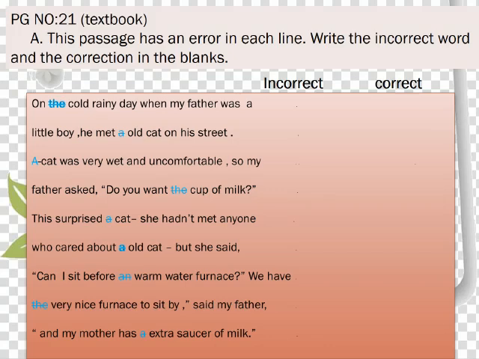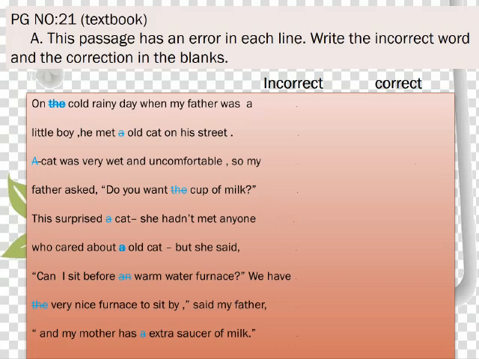Can I sit before an warm water furnace? Here clearly an is incorrect because we never use an before the consonant. We use an before the vowel sound of A, E, I, O, U.